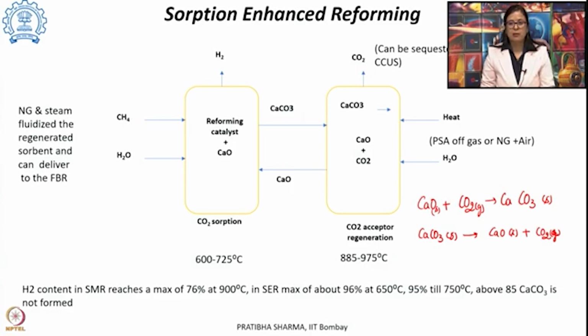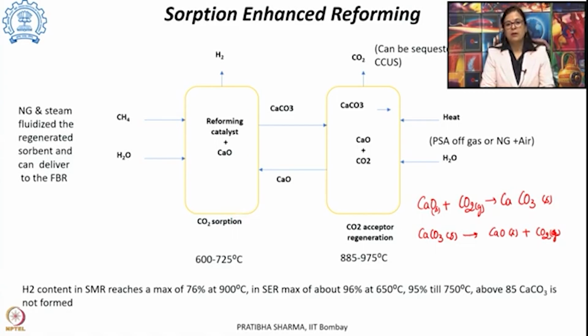Now, when this calcium oxide is fed back to the primary sorption unit or sorption enhanced reforming unit, it is fed along with the natural gas and steam, such that the natural gas and steam fluidize the regenerated sorbent and can deliver it to the fluidized bed reactor.